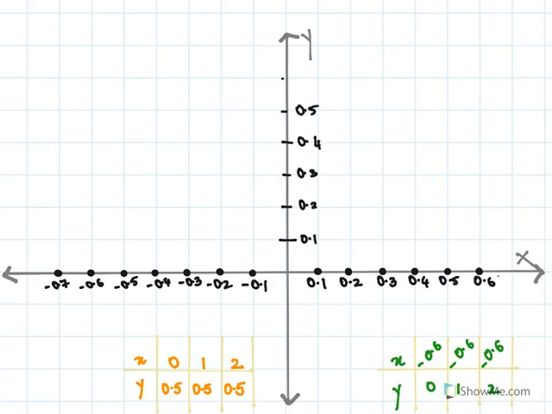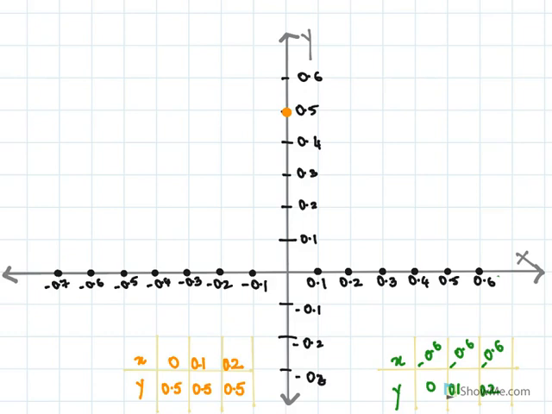The values are 0.4, 0.5, 0.6, then negative, minus 0.1, minus 0.2, or 3. So let's plot the first point, that is x 0, y 0.5, and this would be a point on the y-axis. Next is 1 and 0.5. So in fact I'm going to change the x also into decimals. So I'll put 0.1, 0.2 here. Here also I'll put 0.1, 0.2.